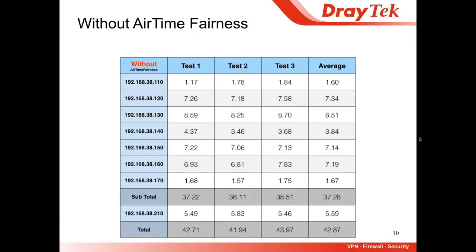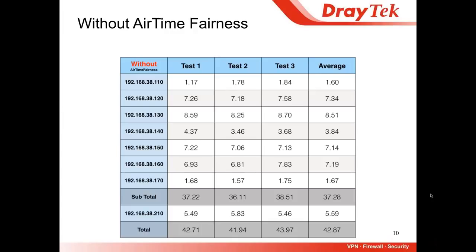So now let's take a look about our test results. Basically, we test 3 times. Test 1, test 2, test 3. You can see the result for each of them, and this is the average for each station. So the subtotal means the total from 110 to 170. These are the 7 laptops with good link rate. And 210 is the laptop with poor link rate. And the total means all these 8 laptops combined. So this is our test result.